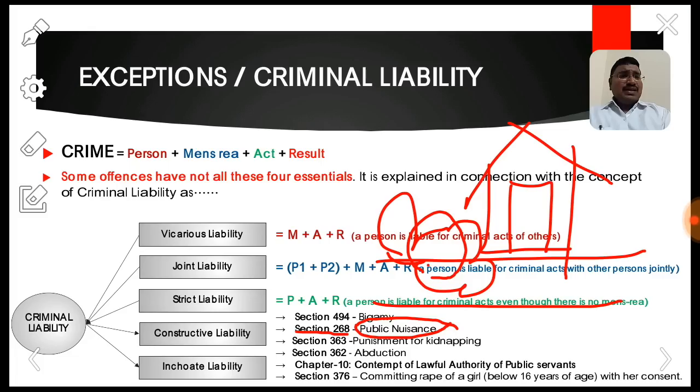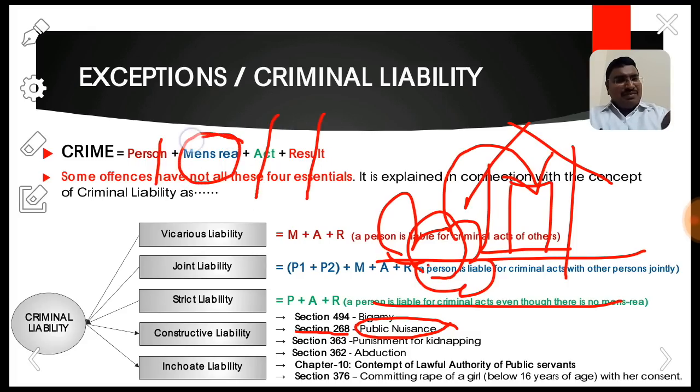He has no intention. He wants to construct a house. He does not want to create any nuisance to the public. However, the public are suffering from the acts of the person, even though he has no mens rea. If a person listens to music with high volume, his intention is not to create any inconvenience to his neighbors. But there is a person, there is some act, there is some result, but he doesn't have the mens rea. However, it is punishable. He is punishable under strict liability on the charge of public nuisance.